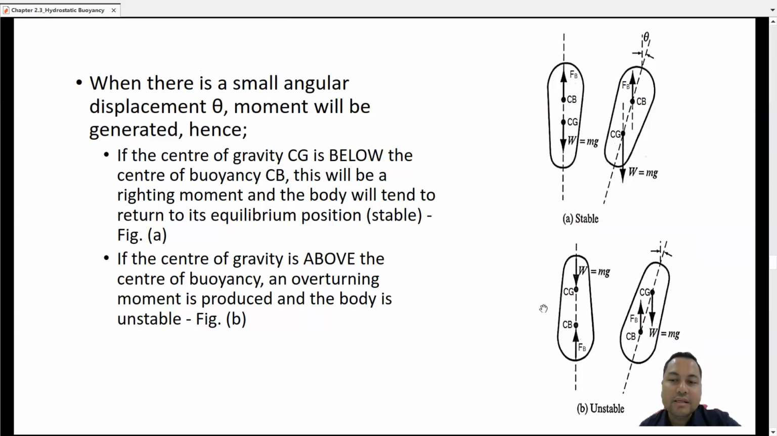However, if the center of gravity is above the center of buoyancy, an overturning moment is produced and the body is unstable. Let's look at this. So it will turn upside down. So it is unstable. So the center of gravity must be lower than the center of buoyancy for it to become stable. If the center of gravity is located higher than the center of buoyancy, then the object will overturn.